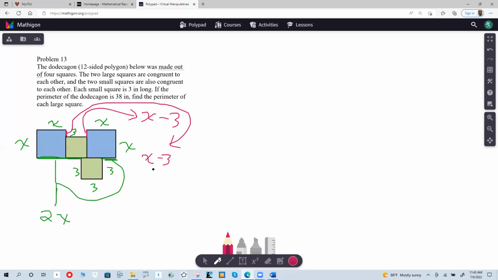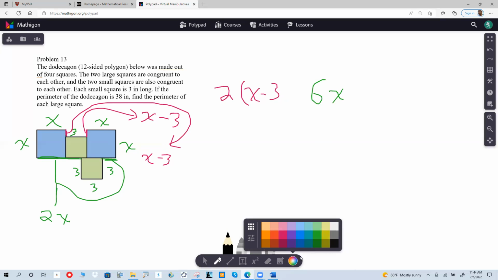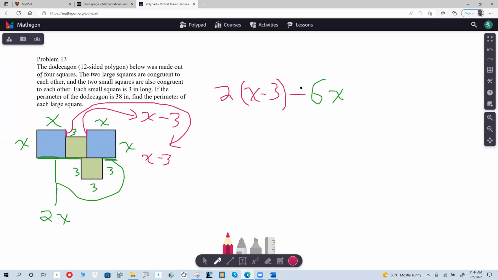So I'm going to take X minus 3, that's 2 times X minus 3. Then I have 1X here. I'm counting the green X's now very carefully. I don't want to mishandle this. How many X's do I have, guys? 1, 2, 3, 4, and 2 here, 6 X's. 1, 2, 3, 4, 5, 6.